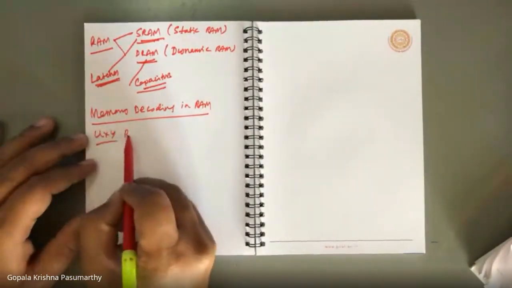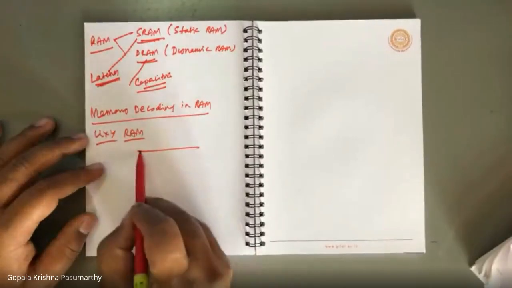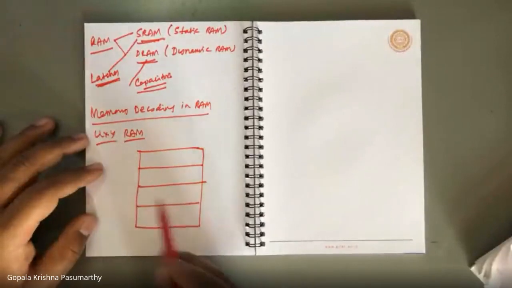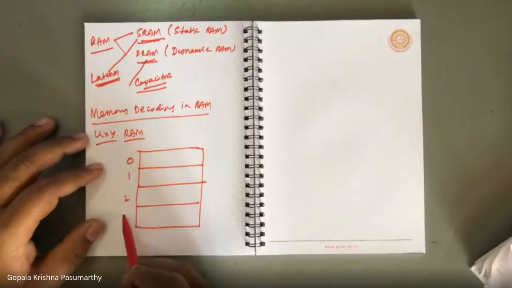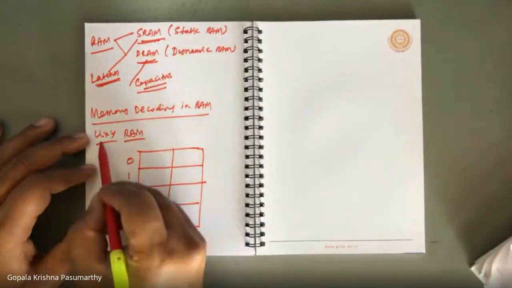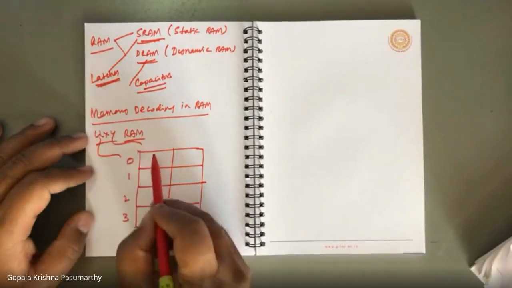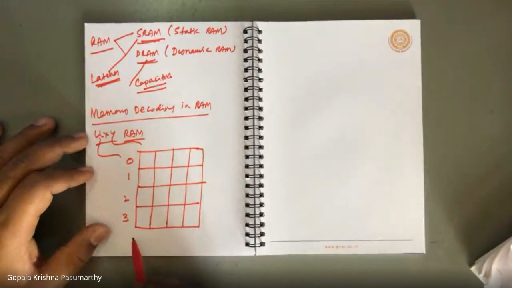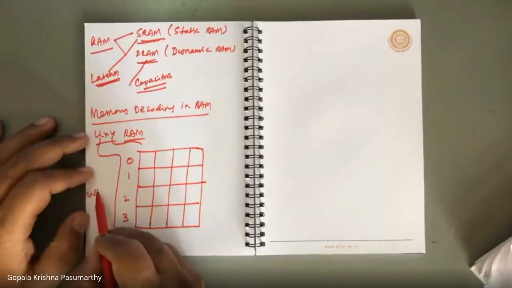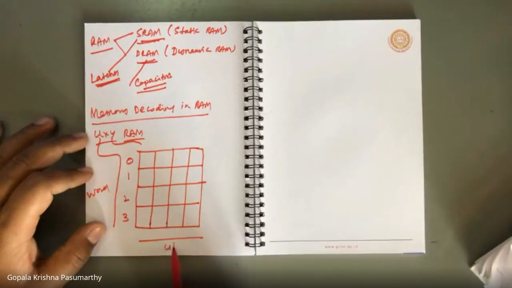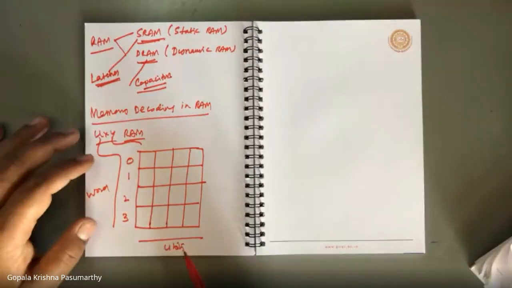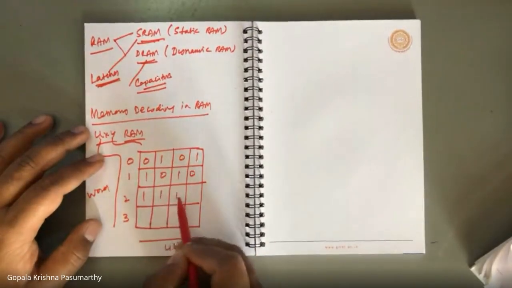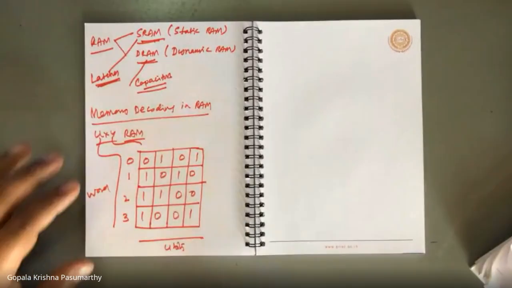For example, take a 4 by 4 random access memory. What do you mean by 4 by 4 random access memory? It means I have 4 words: word 1, word 2, word 3, word 4. Each word contains 4 bits. For example, 0101, 1010, 1100, 1001. Let us take an example.